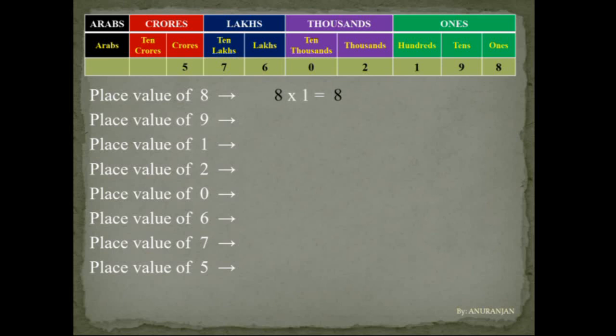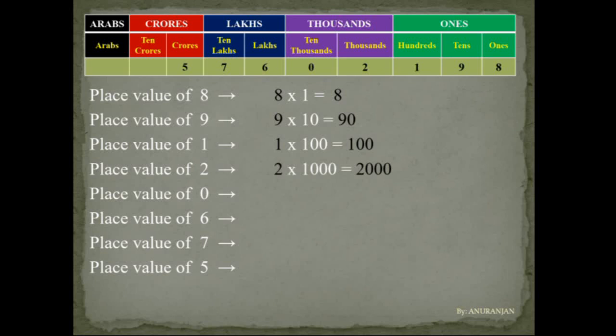Similarly 9 is in which place? Tens place. So we can multiply 9 by 10 to get the place value of 9. Similarly, 1 is in hundreds place, so you multiply 1 into 100 to get the place value of 1. Next, to get the place value of 2, it is in thousands place, we'll just multiply 2 into 1000 to get the place value of 2.